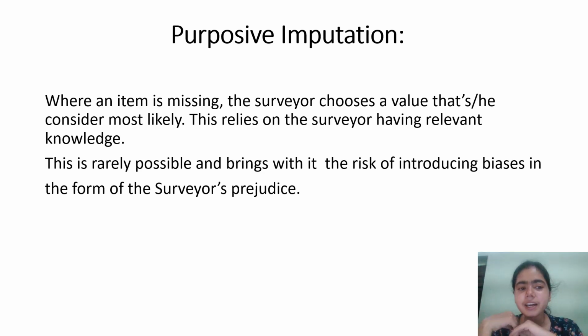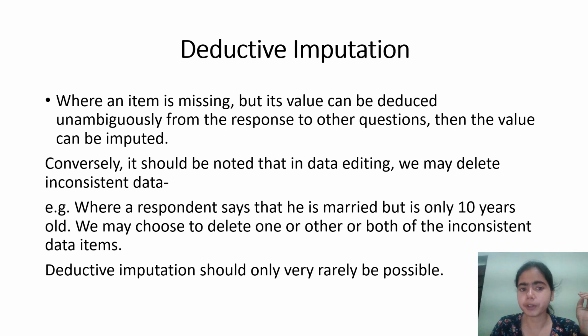Purposive imputation: where an item is missing, the surveyor chooses a value that he considers most likely. This relies on the surveyor having relevant knowledge. So if I'm doing a survey and some unit of the sample does not respond, then on the basis of my own knowledge I will fill that gap. I will fill the questionnaire on behalf of the respondent on the basis of my own knowledge. That comes under purposive imputation, where the surveyor fills that gap.